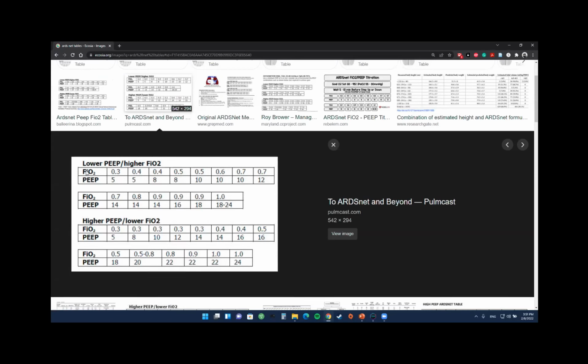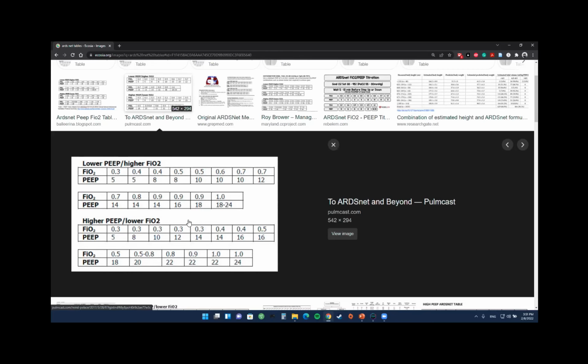So for example, if you have a patient with ARDS that is requiring an FiO2 of 100, your PEEP should be able to go all the way to 18 to 24. That's how high your PEEP should be heading towards. That being said, you're not going to go from 5 to 18, right? You have to do incremental changes to make sure the hemodynamics of the patient are able to tolerate them.